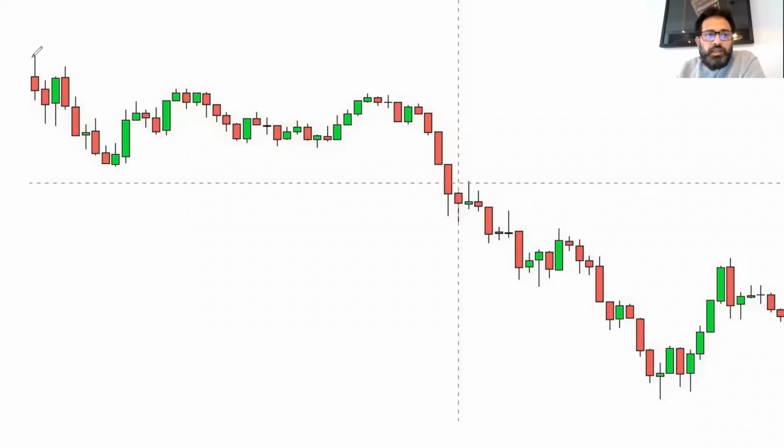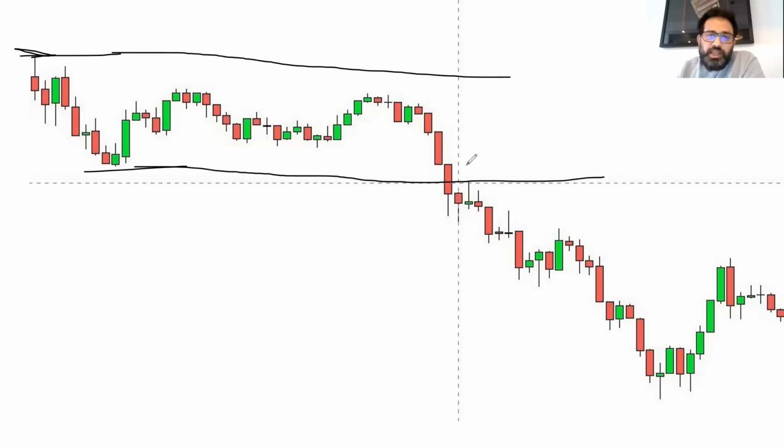In expanded typical day, initial balance will not be very wide or very narrow. It will be average, and it looks like for some time it's going to be a typical day, but suddenly it breaks one of the ranges. It breaks initial balance low or it breaks the initial balance high and then starts going down. If it breaks the initial balance high, that is also expanded typical day. Whichever side it breaks, that is called expanded typical day.